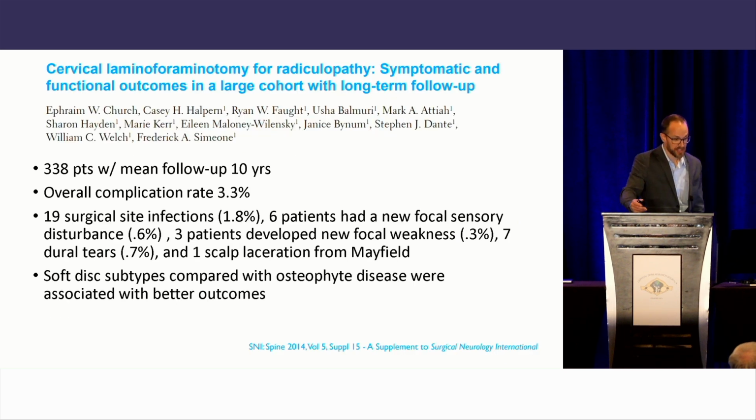Complications are low, 3.3% in this study. Infections seem to be the most common complication. Nerve injury and a few dural tears are a possibility given the posterior approach. Patients do better with soft disc subtypes compared with patients with bony osteophytes.